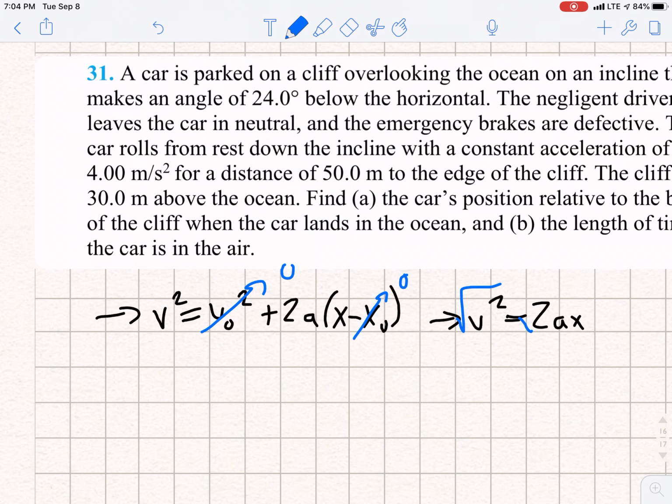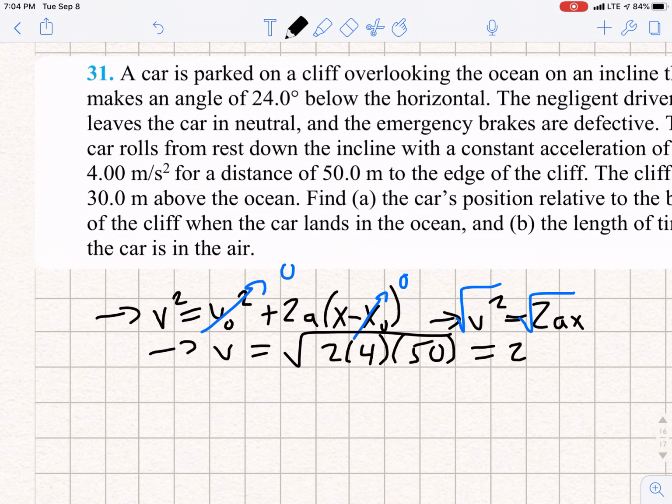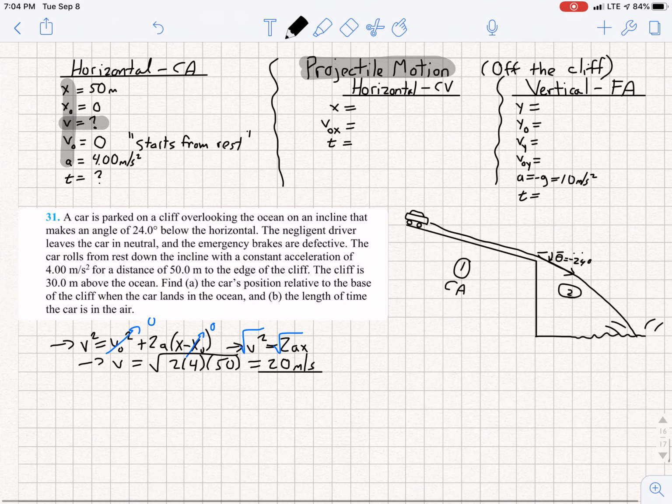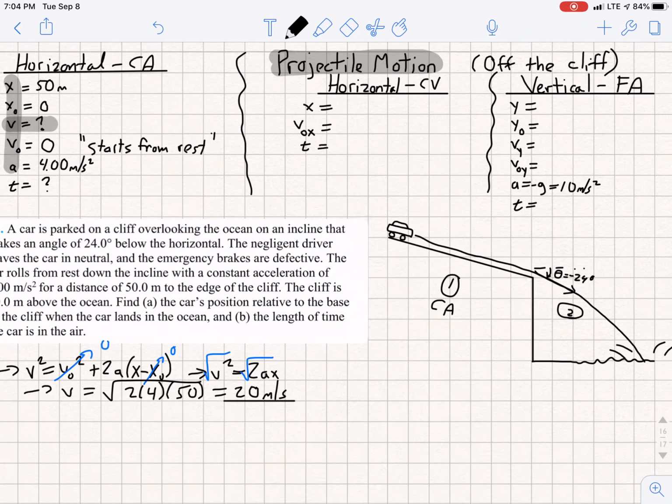Square root both sides. And we can see that v is equal to the square root of 2 times 4 times 50. 8 times 50 is 400, the square root of which is 20 meters per second. Okay, so we found that. Now, we're pretty much done with the horizontal part. Now we need to focus on the projectile motion part.